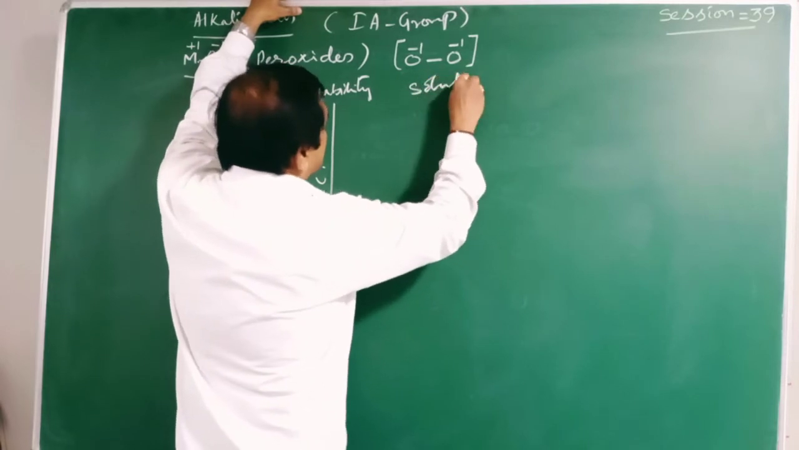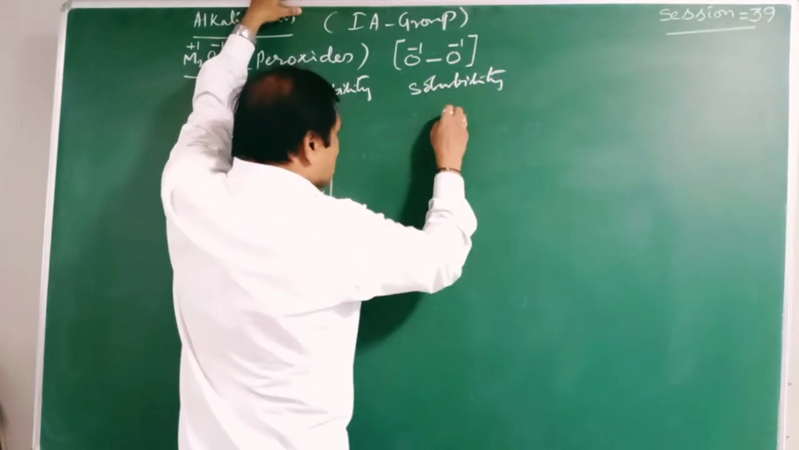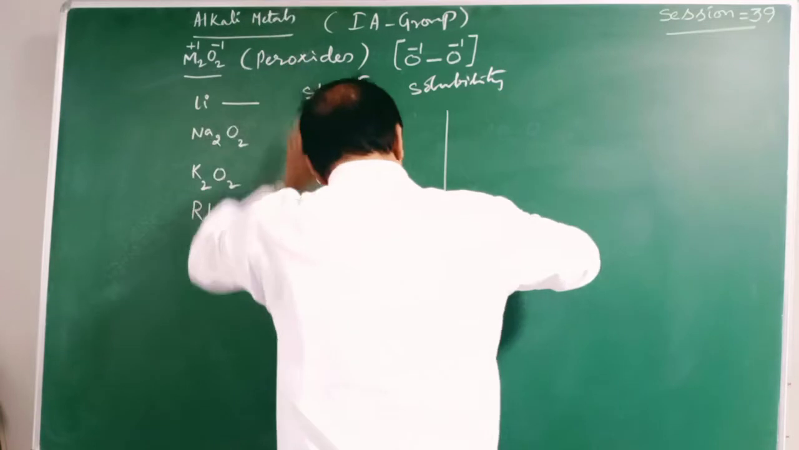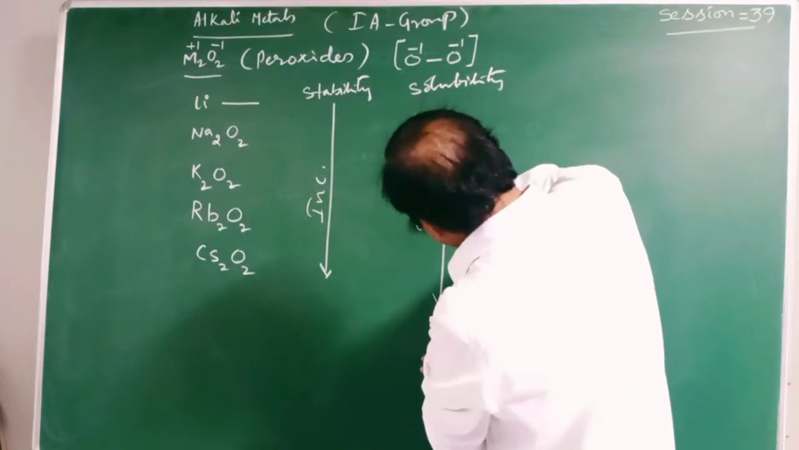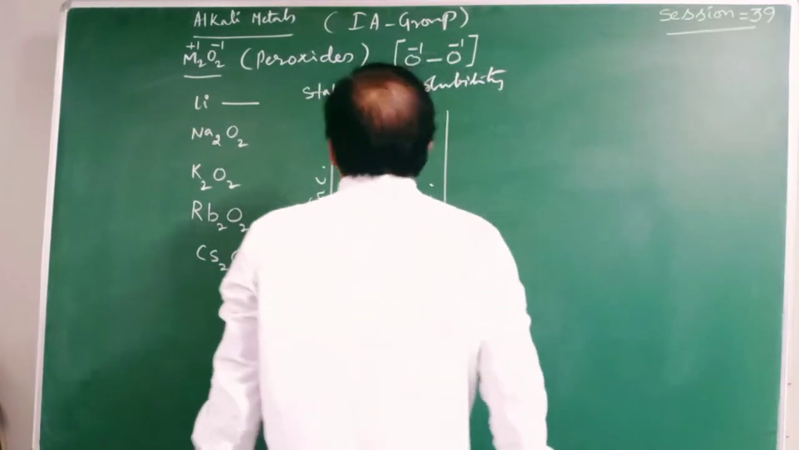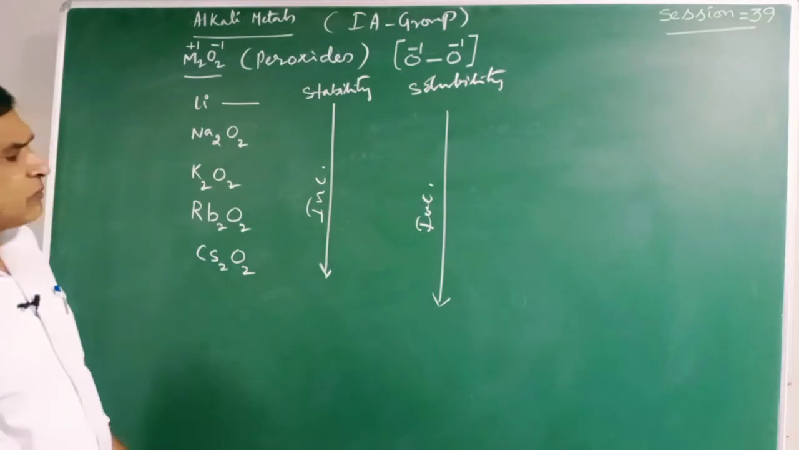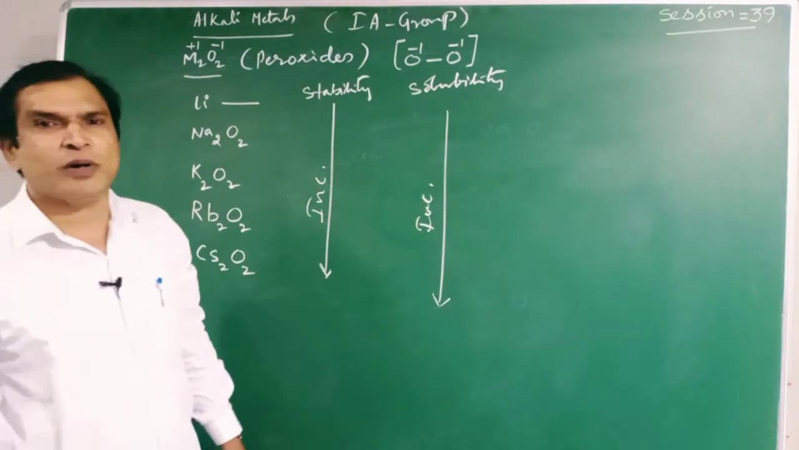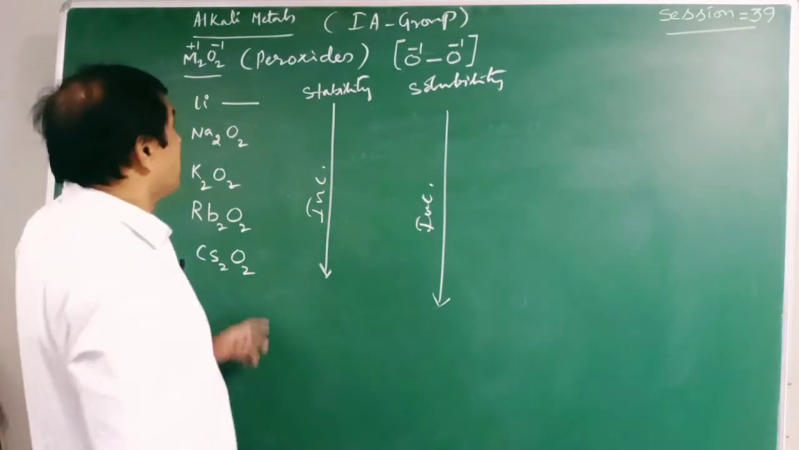Solubility also increases from top to bottom. So stability increases from top to bottom, solubility also increases from top to bottom. That is the importance of the peroxides.